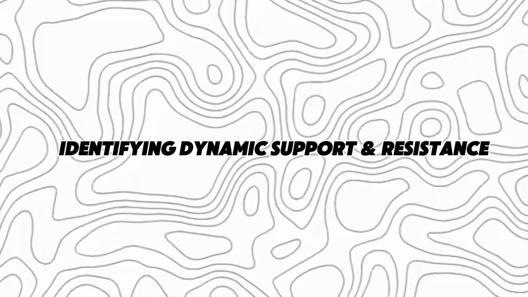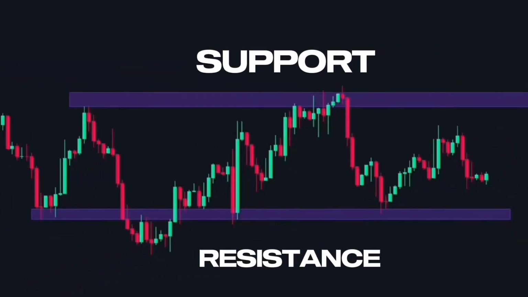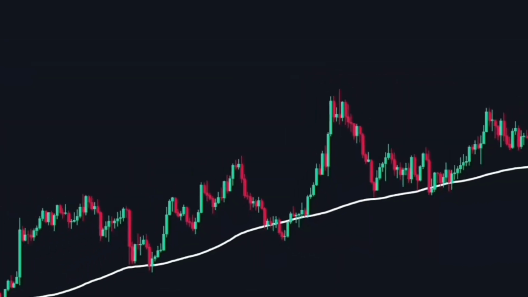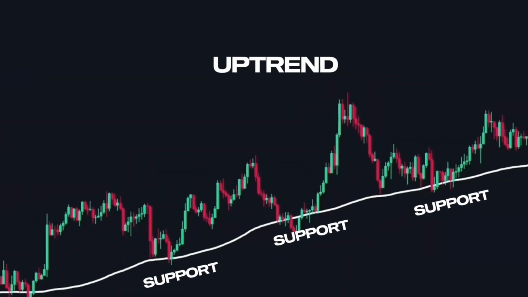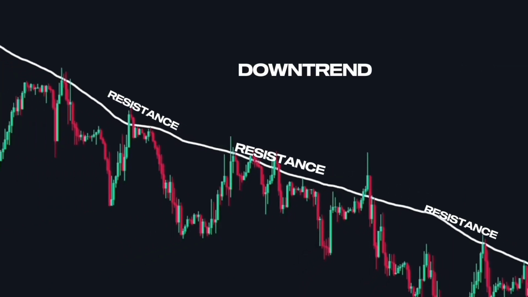Identifying dynamic support and resistance. Unlike traditional support and resistance levels, which are fixed price zones, moving averages provide dynamic support and resistance. In an uptrend, the moving average acts as a support level, meaning traders can look for buy opportunities when the price retraces to it. In a downtrend, the moving average acts as a resistance level, meaning traders can look for sell opportunities when the price retraces to it.